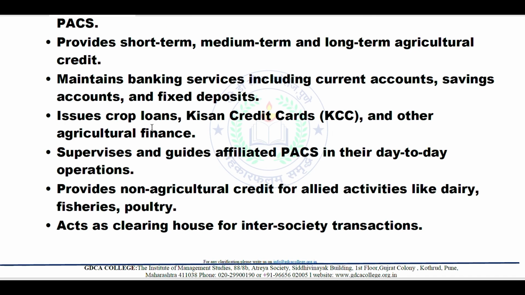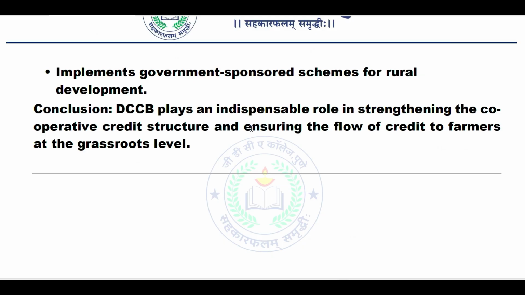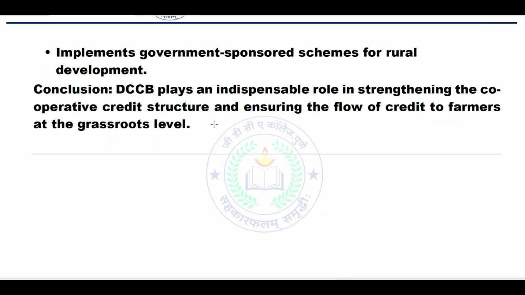supervises and guides the affiliated PACs in their day-to-day operations, provides non-agricultural credit for allied activities like dairy, fisheries, and poultry, acts as a clearinghouse for inter-society transactions, implements government-sponsored schemes for rural development. Conclusion for this particular question: DCCBs play an indispensable role in strengthening the cooperative credit structure and ensuring the flow of credit to the farmers at the grassroots level.